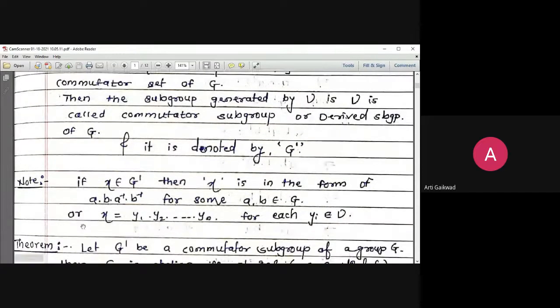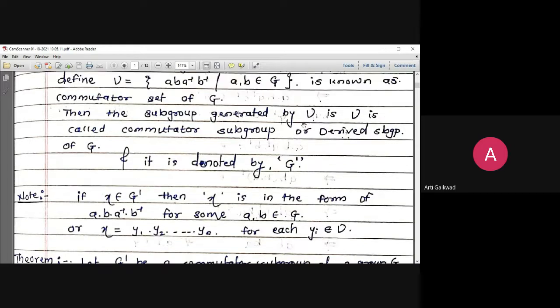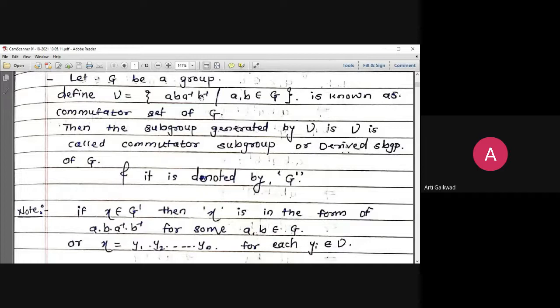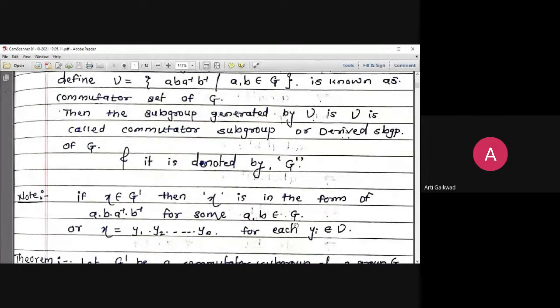Note, if x belongs to G dash, then x is in the form a b a inverse b inverse for some a, b belonging to G. Look at here. If any element belongs to G dash, which is the commutator subgroup or derived subgroup of G in which U is contained, and every element in U is in the form a b a inverse b inverse, then every element x belonging to G dash is in the form a b a inverse b inverse for some a, b belonging to G, or x is equal to y1 into y2 into up to yn, for each yi belonging to U.